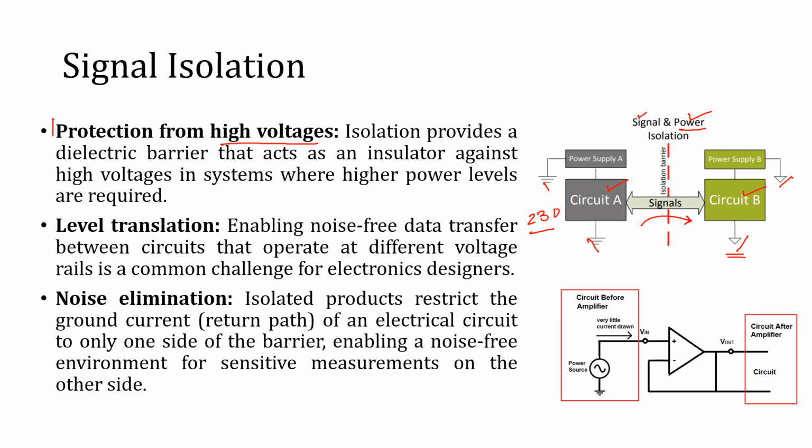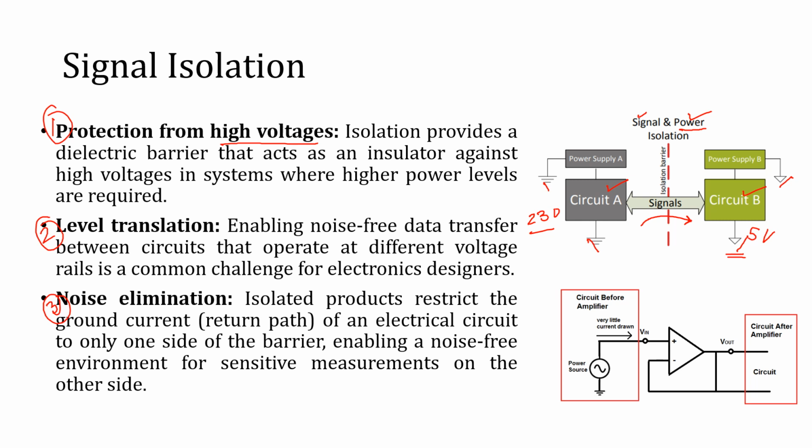Okay, that was the first advantage. The second advantage is with the level transition. That is when we are moving from 230 volt to, let's say, 5 volt, or vice versa, from 5 volt to 24 volt, then there is a change in the level. That change in level can be easily handled without any noise or surge using signal isolation or power isolation. And third, which is important as far as the signal is concerned, is noise elimination.